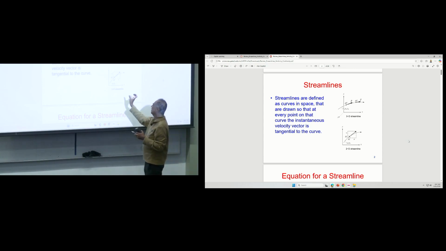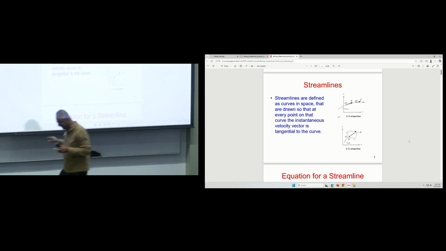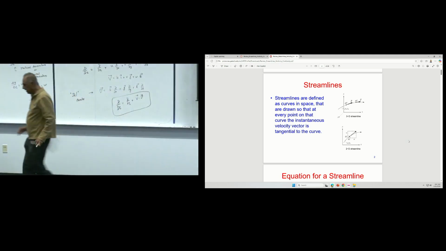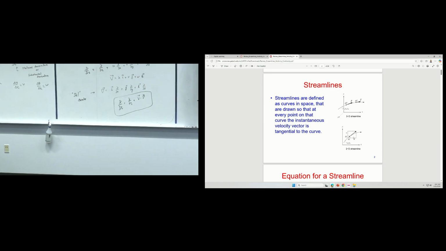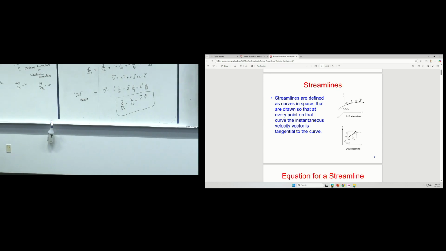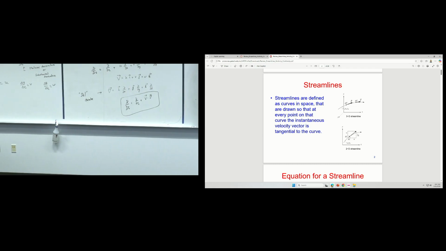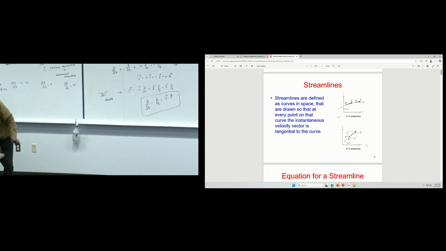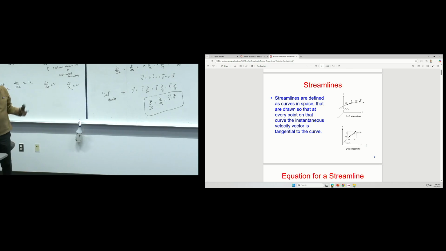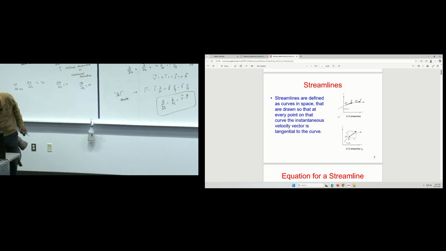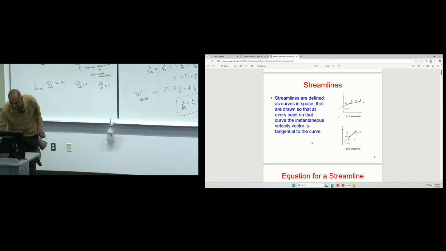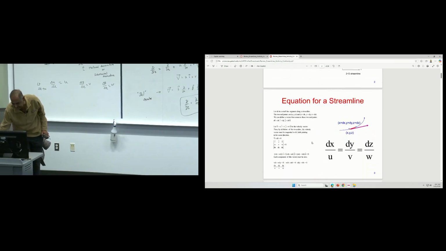If you take, in 2 dimensions for example, a velocity vector, you'll have an x direction, which is u, and a y direction, which is v. So we'll have a vector ui plus vj that will be tangent to this particular line, which is a vector from starting point to ending point, delta s. Okay, so that's called a streamline. The equation of a streamline is just a curve in space. Everywhere on it, the velocity vector is tangent to it.